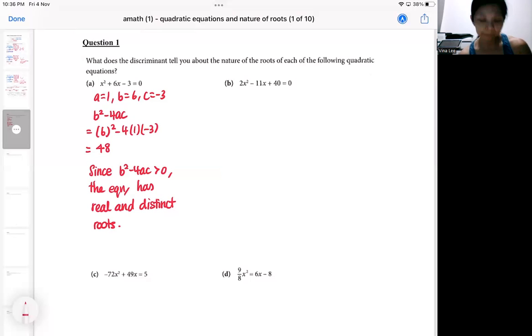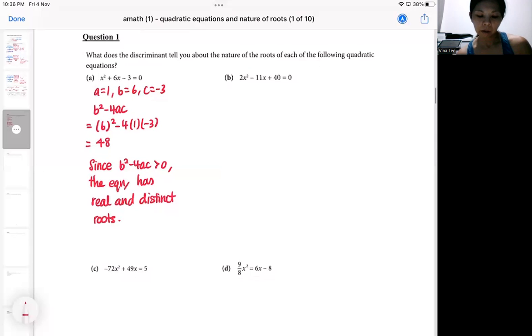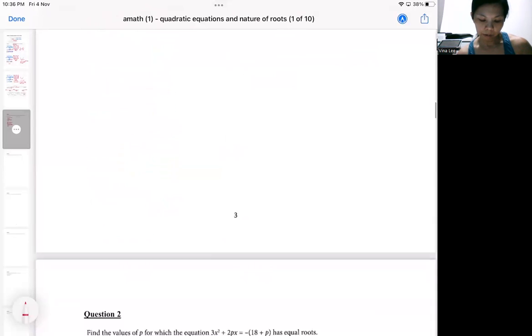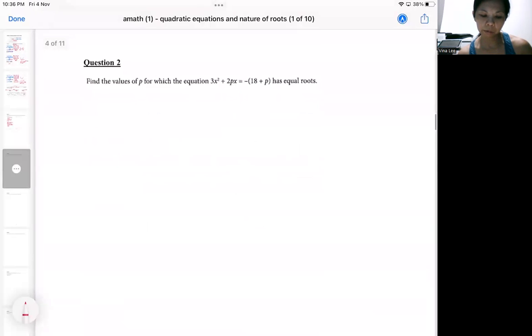So that's question 1. You can explore the rest of question 1. If you still cannot remember the nature, you can always refer to the example. Okay, so subsequently, if you look at question 2, you realize that they are asking you to calculate a certain value for p. And this value of p can be found from the equation if I know that the equation has real roots.